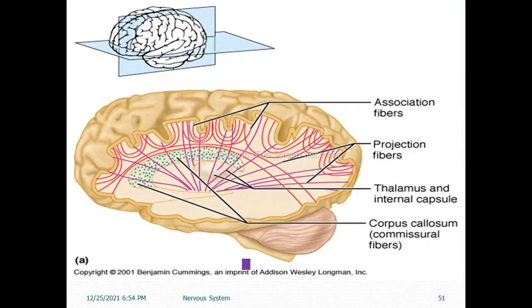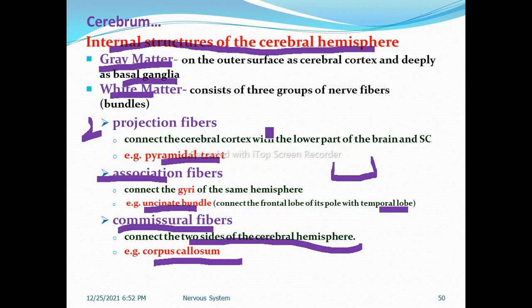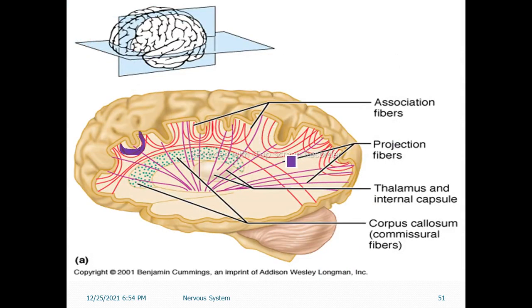Let me show you in the picture. After sectioning, you will get it just like this. So this is association fiber. It connects one side of the cerebral hemisphere to the same side of the cerebral hemisphere, maybe the frontal lobe to the temporal lobe. These are known as association fibers. The other is projection fibers. Projection fibers are this one. They arise from the cortex area and move downward to the lower part of the brain and the spinal cord. These are tracts like the pyramidal tracts.